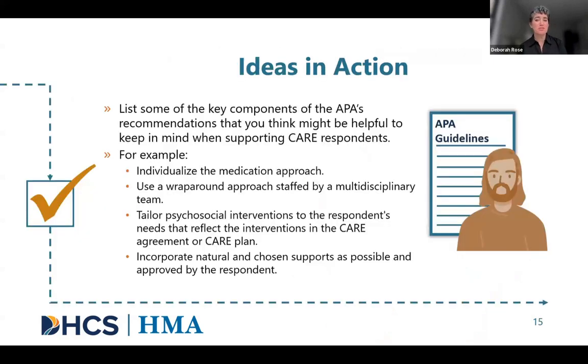We often like to stop and pause, and I will invite Dr. Avery to come back and join me when we think a little bit about how the APA guidelines might apply to people who are in care. So, Dr. Avery, any thoughts that you'd like to share with the group?